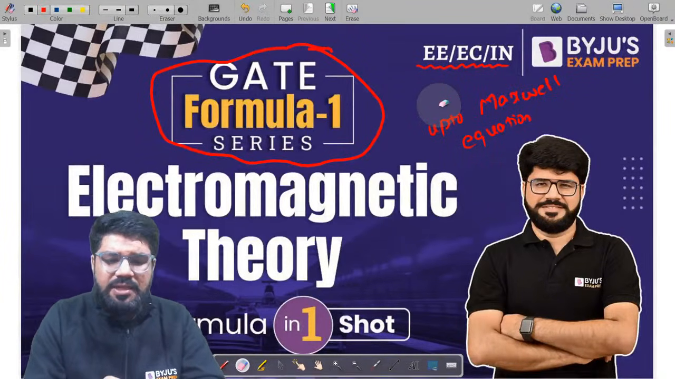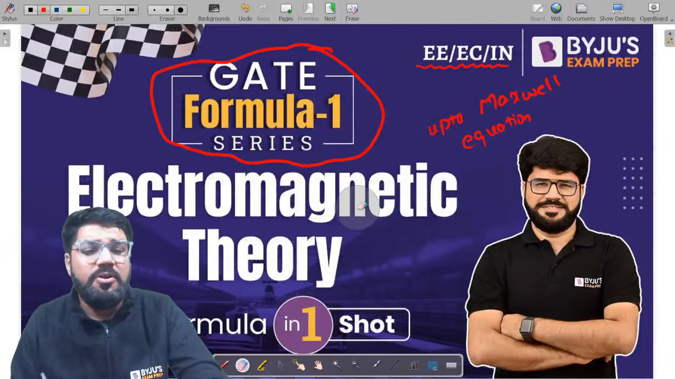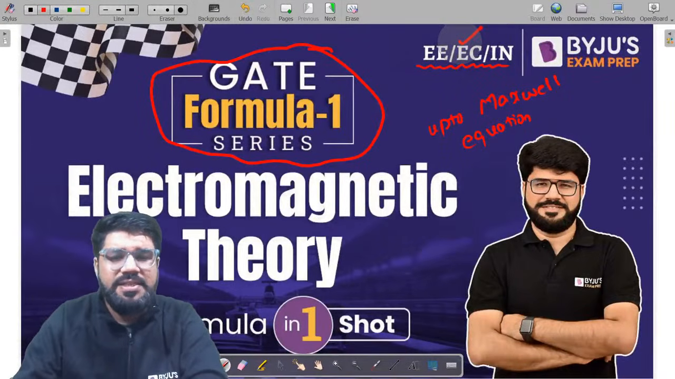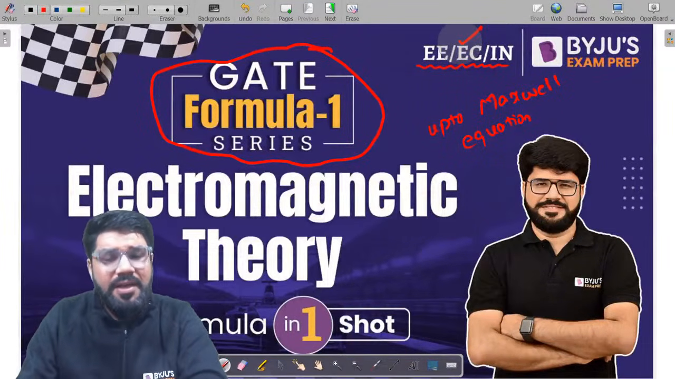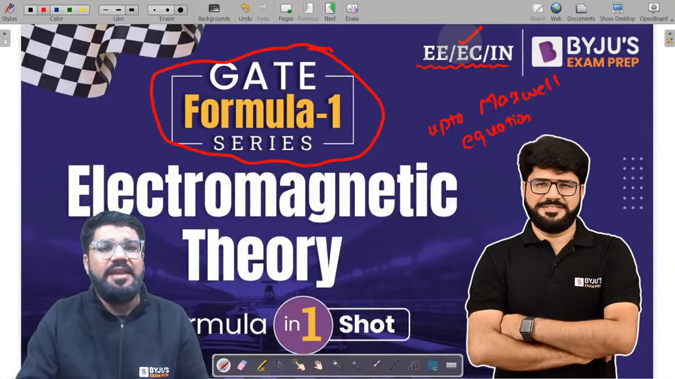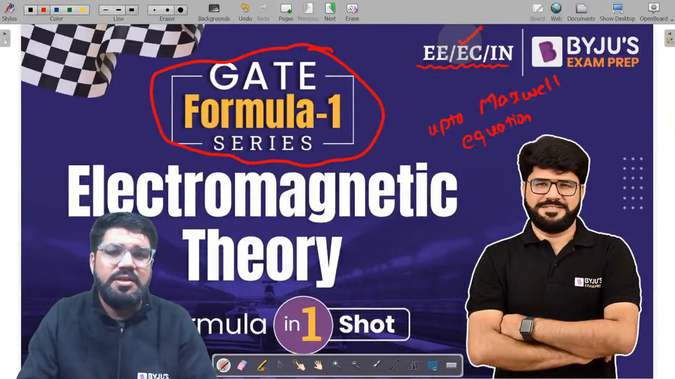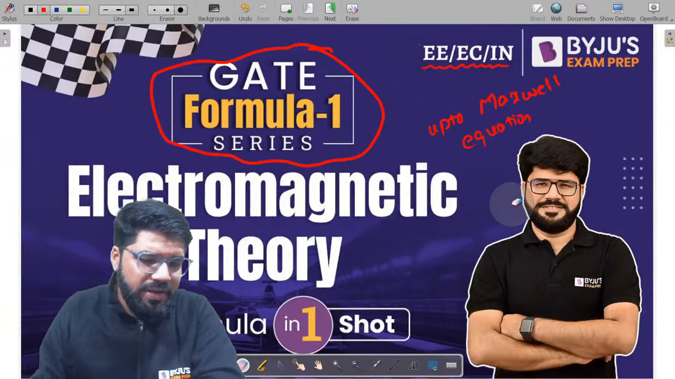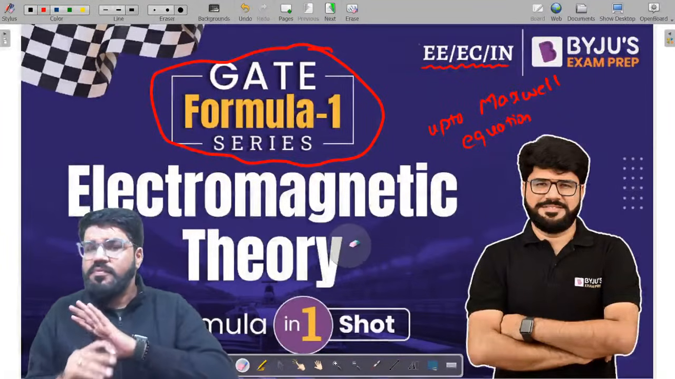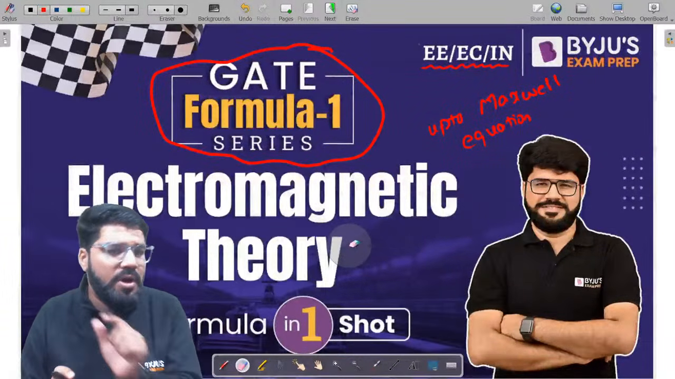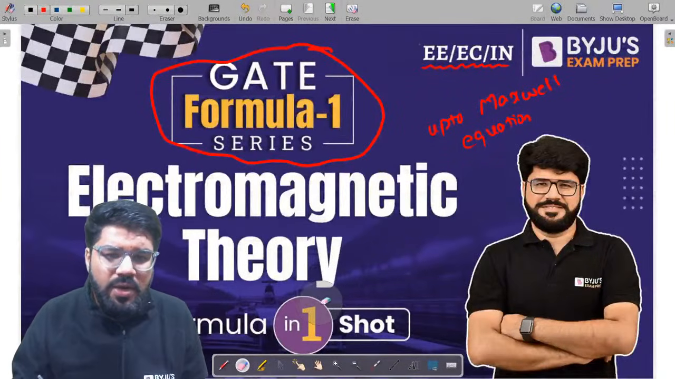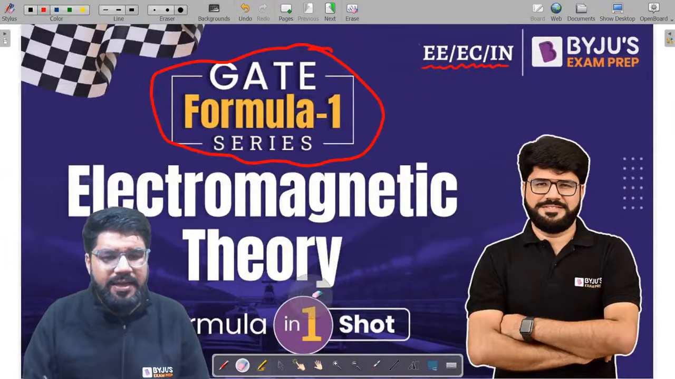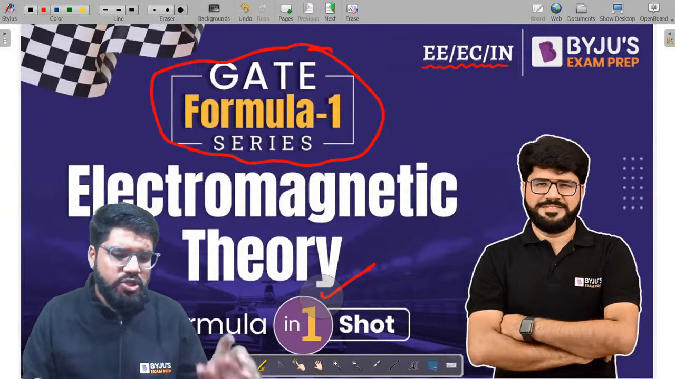In another session, which is going to be on Monday, we will cover the topics which are exclusively for EC: transmission line, wave propagation, reflection, refraction, antennas, waveguides, all the stuff. So this is going to give you an entire formula book for electromagnetic theory in one shot, up to the topics which are common for EC, EE and IN. All formulas in one shot in one particular session.